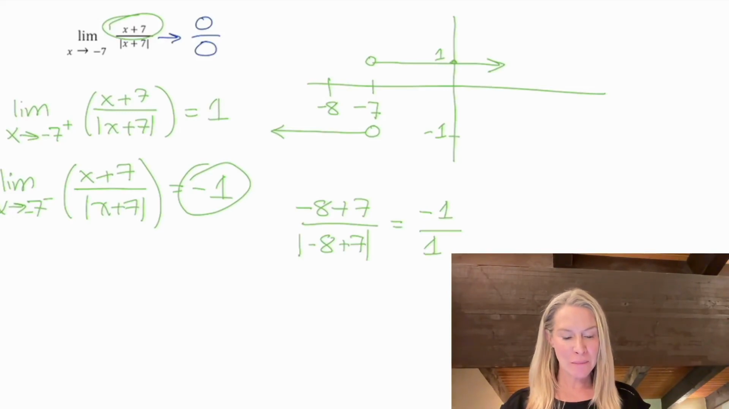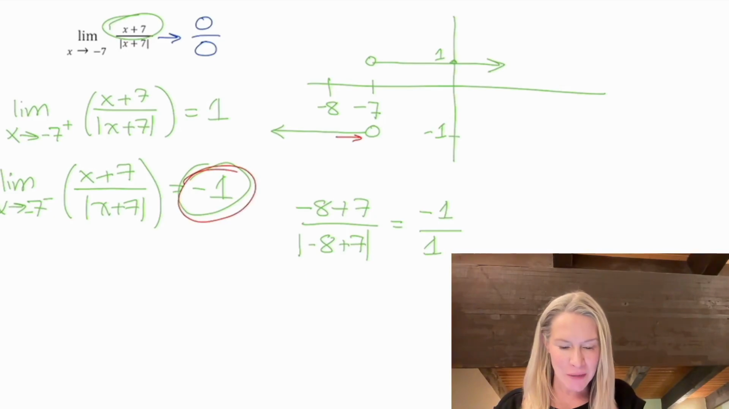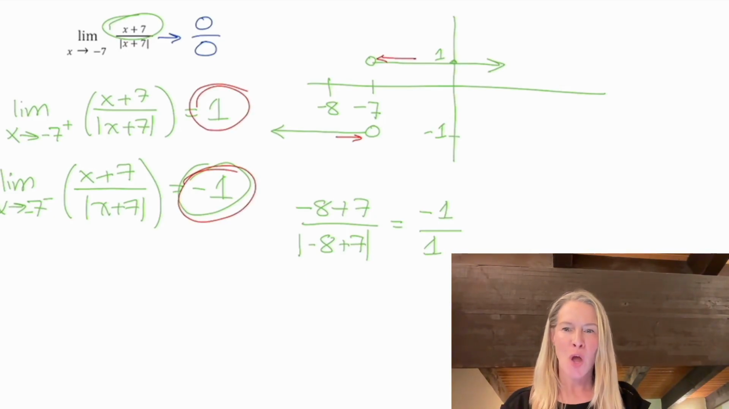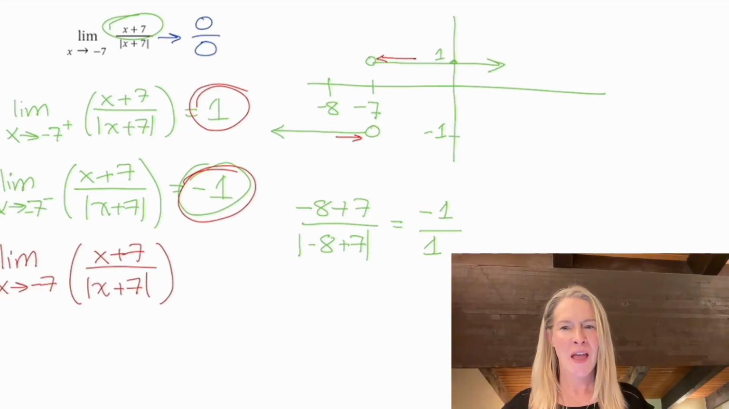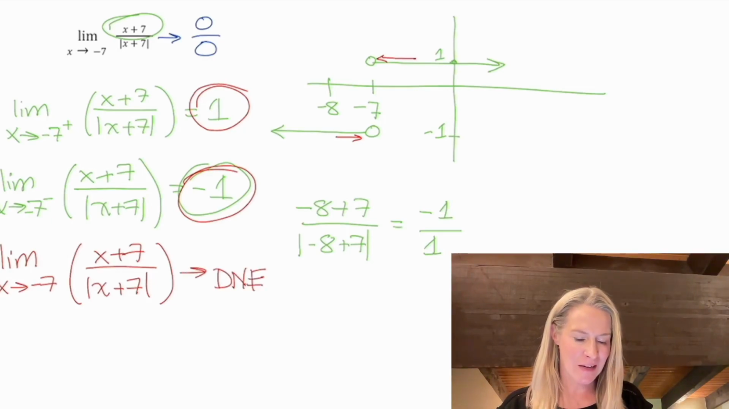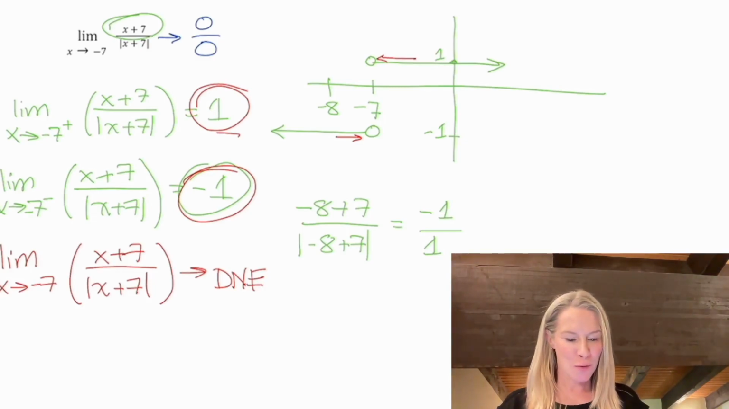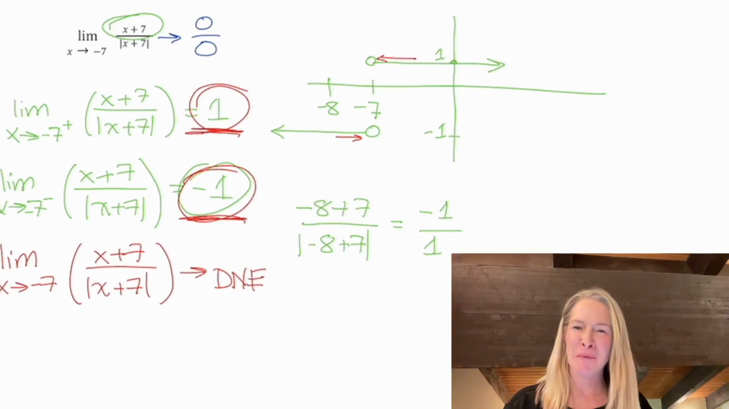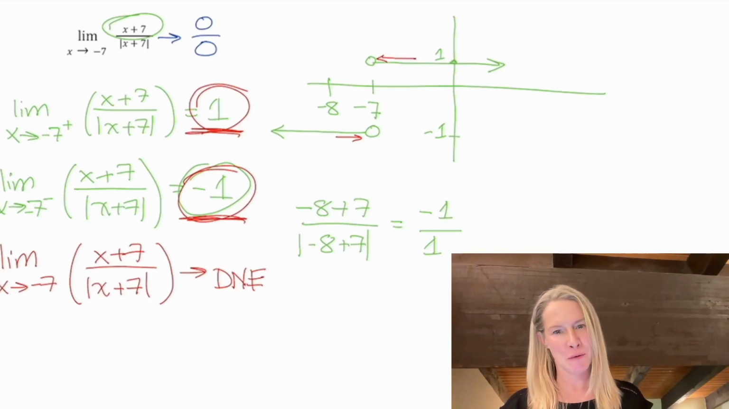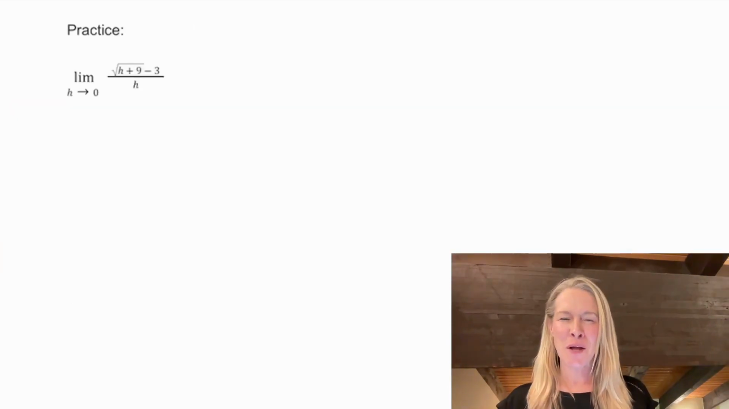And since the limit coming in from the left is -1, and the limit coming in from the right towards -7 is +1, those two limits aren't equal to each other. Therefore, the overall limit does not exist. The right-handed limit exists, the left-handed limit exists, but because they're not approaching the same numeric value, the two-sided limit does not exist. Here's a couple of similar problems we can use to practice these methods.